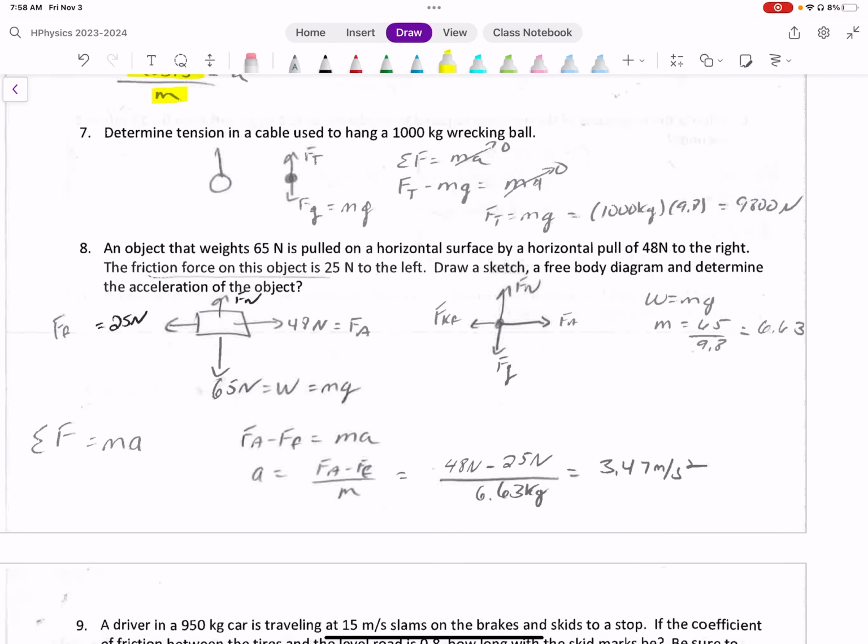Number 7 asks me to determine the tension in the cable used to hang a 1,000 kilogram wrecking ball. The first thing I'm going to do is draw a picture. So here's a cable. The wrecking ball is in air, so that is not a force normal, but it's a cable, and therefore it's force of tension. It's just hanging there, so acceleration is 0.